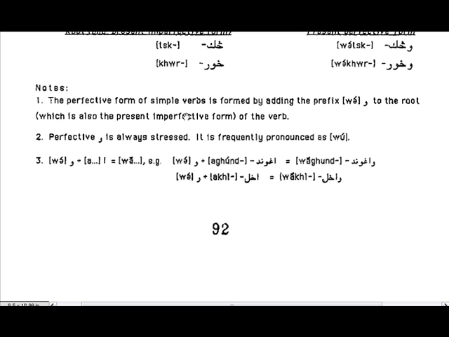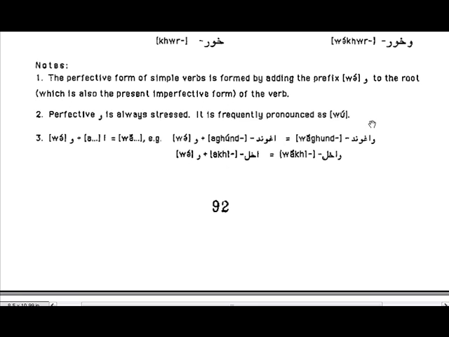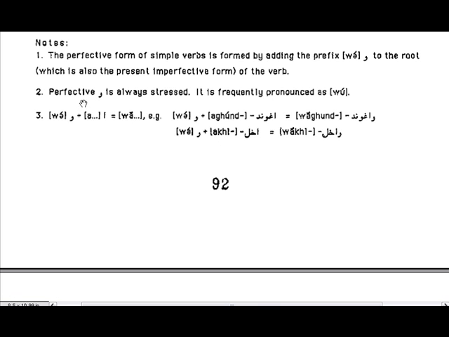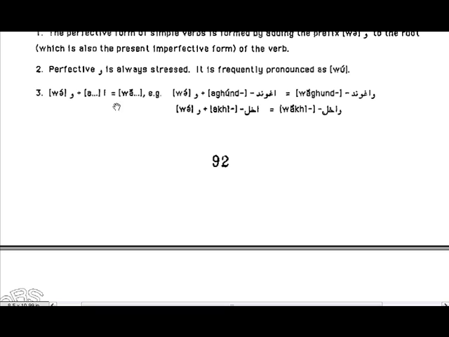Notes. The perfective form of a simple verb is formed by adding the prefix w to the root, which is also the present imperfective form of the verb. Perfective w is always stressed. It is frequently pronounced as w. Here are some examples of w plus a word. For example, agund plus w becomes wagund. Here, achl plus w becomes wachl.